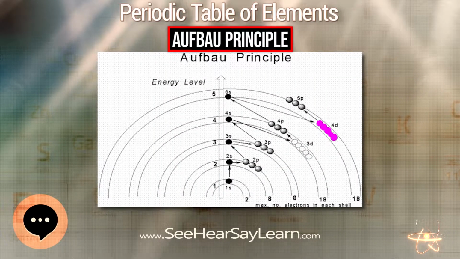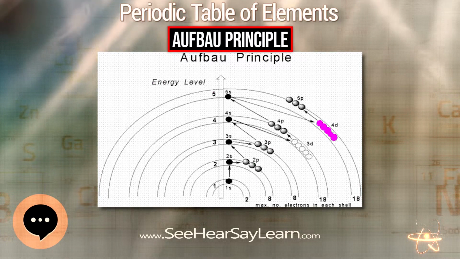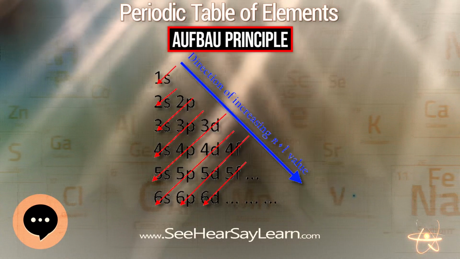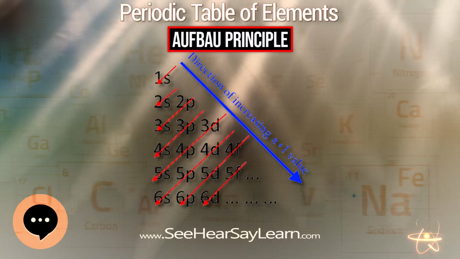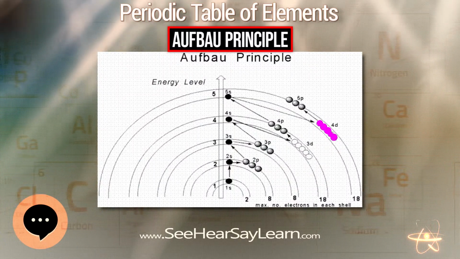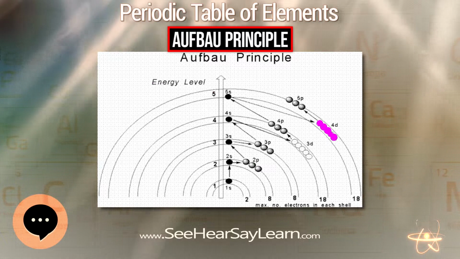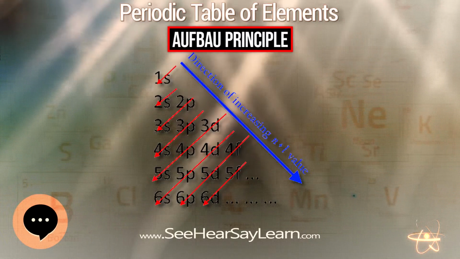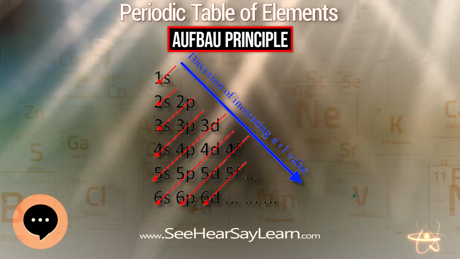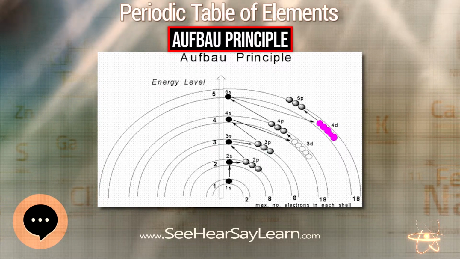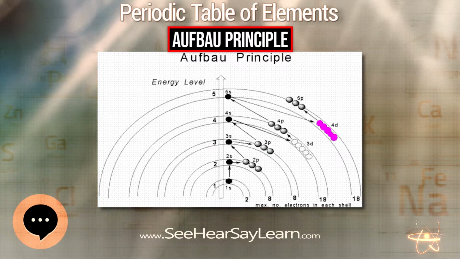Aufbau Principle. The Aufbau Principle states that in the ground state of an atom or ion, electrons fill atomic orbitals of the lowest available energy levels before occupying higher levels. For example, the 1s shell is filled before the 2s subshell is occupied. In this way, the electrons of an atom or ion form the most stable electron configuration possible.